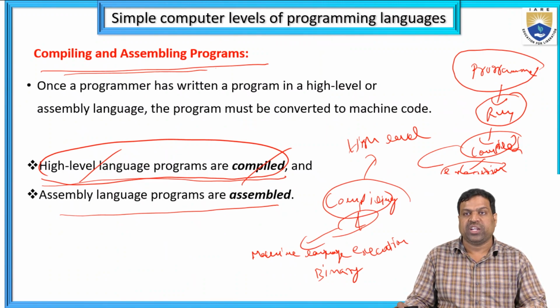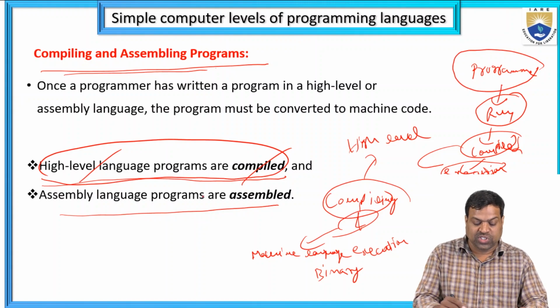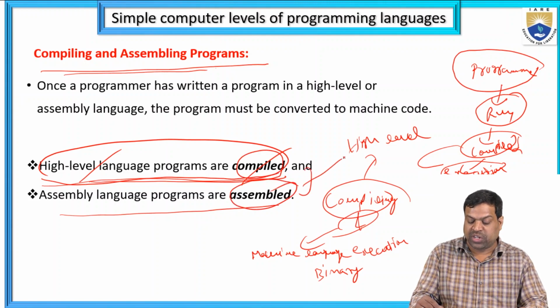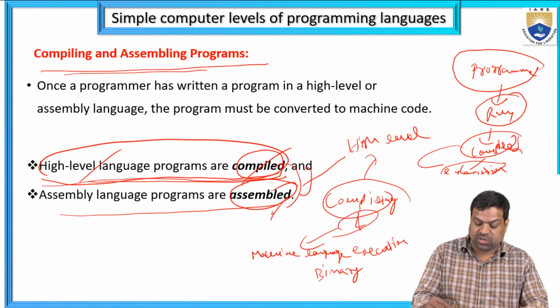Once a program is written in a high level language, we convert it to machine code. How? High level languages are compiled and assembly languages are assembled. Then we convert to the machine language.